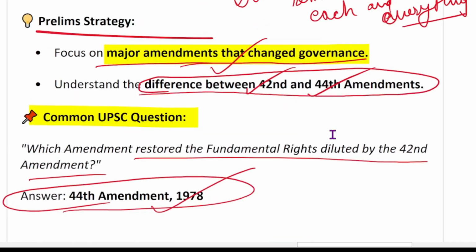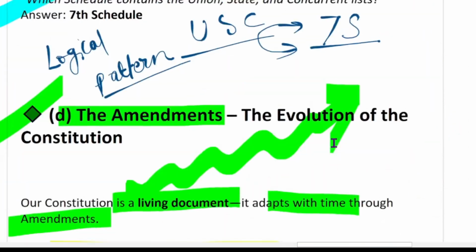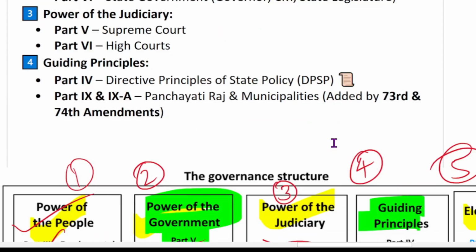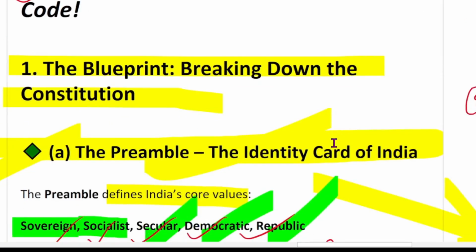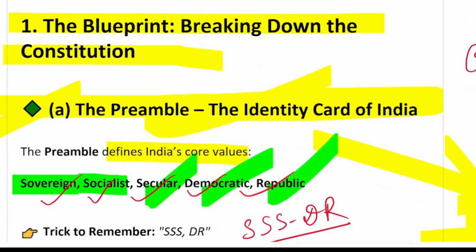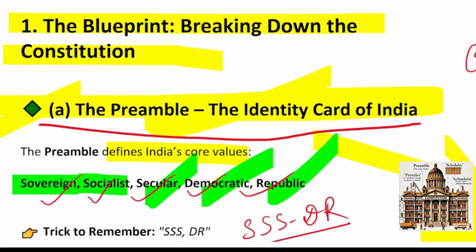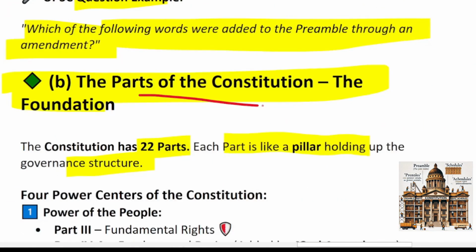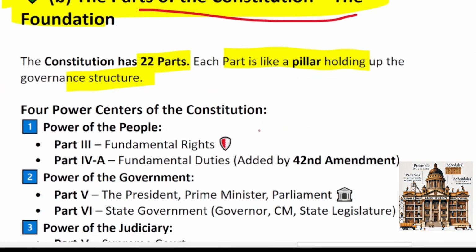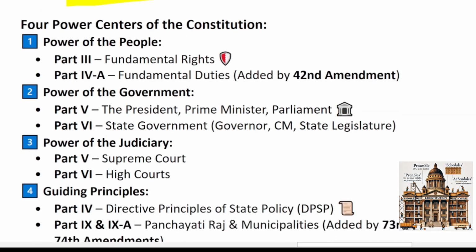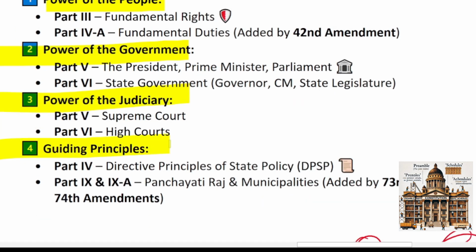So that is the structure, and this structure includes what? 4 elements. First element is what? The preamble, that is the identity card of India. Second element, the parts of the constitution, where we imagine the constitution as a building kind of thing, and each and every part is a kind of pillar. We went through 4 power centers of the constitution: power of the people, power of the government, power of the judiciary, and guiding principles. And then the third element was the schedules.